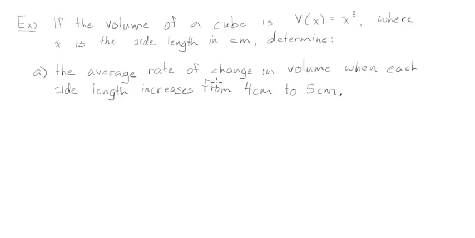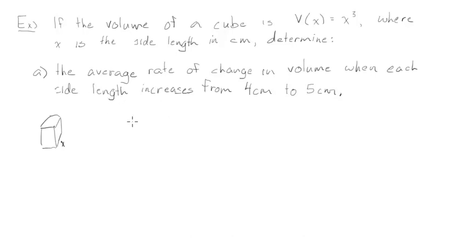We want to determine the average rate of change in the total volume of the cube when each side length increases from 4 centimeters to 5 centimeters. So in this case, we don't want the rate of change with respect to time. We want it with respect to side length. So you've got your cube, and this cube is growing. I don't know how fast, and I'm not asked about how fast. What I'm asked about is how much the volume is changing with respect to side length.